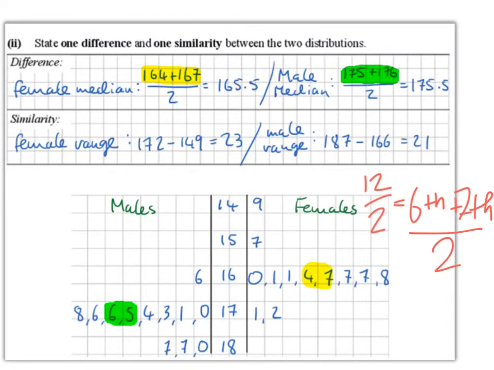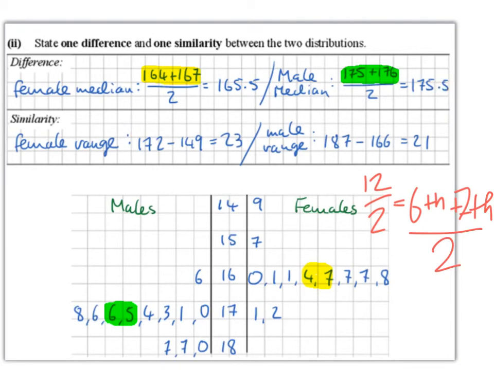And we do the same for the males. So there's 12 data values on the left for the males. So again, 12 divided by 2 is 6. This is a whole number. So we take the 6th and 7th, add them together, divide by 2. So 1, 2, 3, 4, 5, 6. So 175 is the 6th value. And then 176 is the 7th value. So 175 plus 176, add them together, divide by 2 is 175.5. So the medians are clearly different.